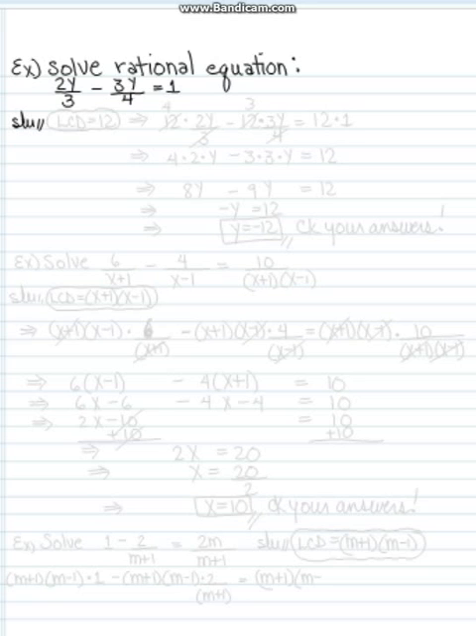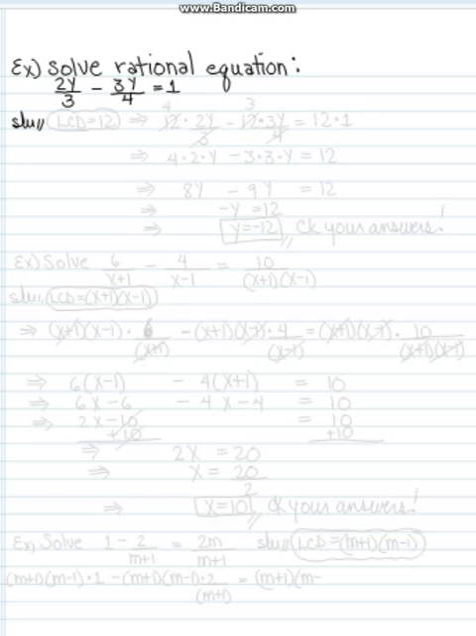Okay, so here's a rational equation: 2y over 3 minus 3y over 4 equals 1. And we want to solve this rational equation, and we want to make it easy for ourselves, so we're going to get rid of the fractions before we even start. We already know that in order to get rid of the fractions, we have to multiply every term on each side of the equation by the LCD of all the little fractions.